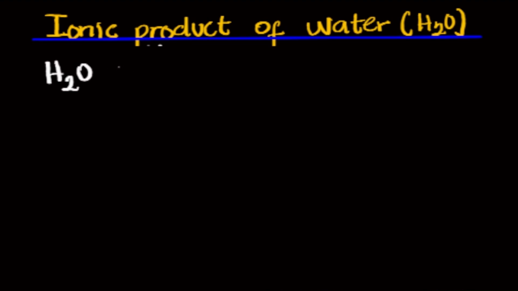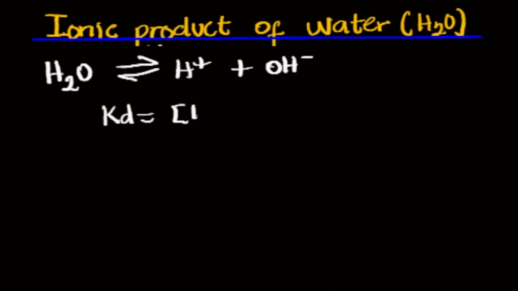Whenever water dissociates in an equilibrium manner, we are going to have H plus plus OH minus. Now, if you want to get the dissociation constant for this scenario, it is going to be Kd, and this is going to be equal to the concentration of H plus multiplied by that of OH minus, divided by H2O, and the concentration of H2O is 55.56.